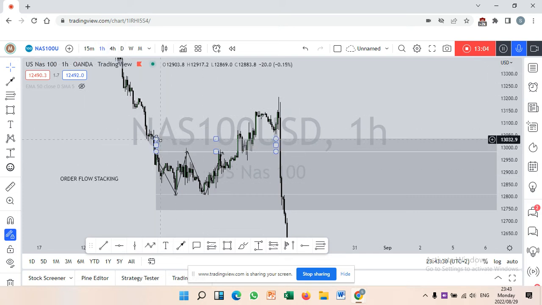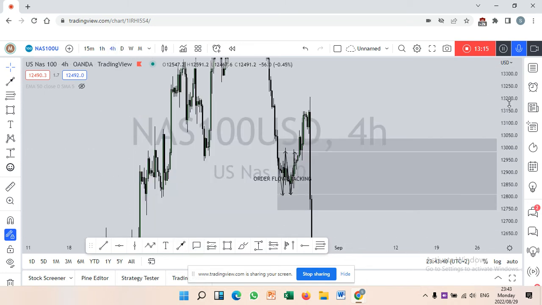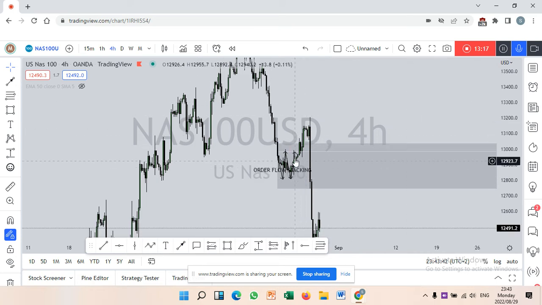And then what we usually look for is a supply or demand zone, a 4 hour supply zone at the top. Now we know, okay, this is order flow stacking at a bearish zone. We understand it. It's order flow stacking. It's consolidating, but what is it?